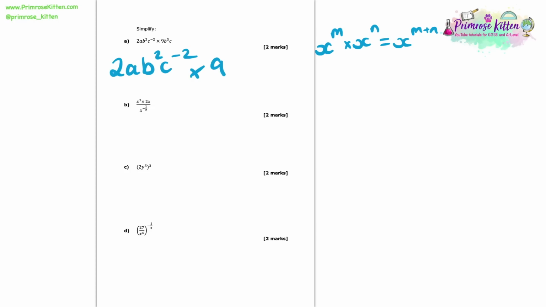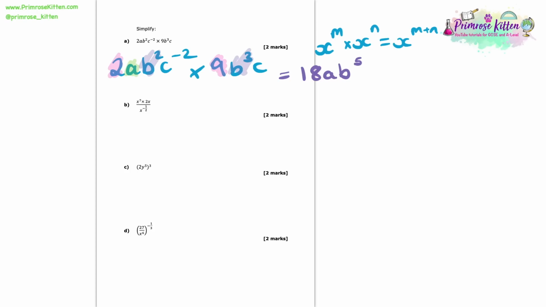Now, looking at this question, I can see that I've got A's, I've got B's, I've got C's. I want to take those one at a time. I'm going to start off by just using the numbers. 2 times 9. Don't need any tricks for those. I know that 2 times 9 is 18. Now I'll look at the A's. And I can see there's actually only one A here, so it's just A. But now we look at the B's, and this is where we're going to use our rule. We've got b squared times by b cubed. Now that's going to be b to the power of 2 plus 3, which is going to give us b to the power of 5.